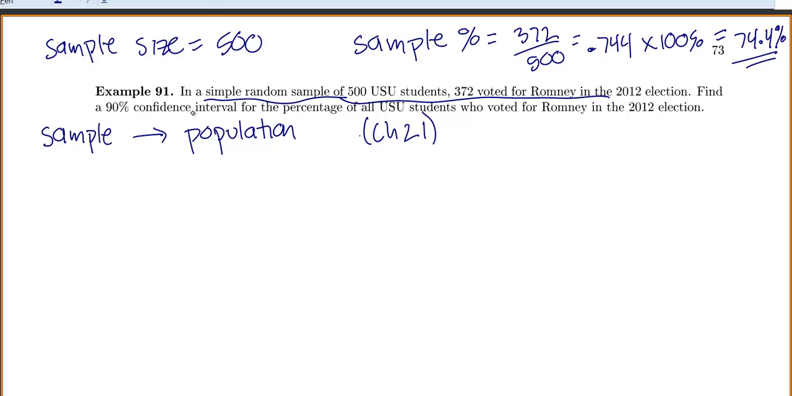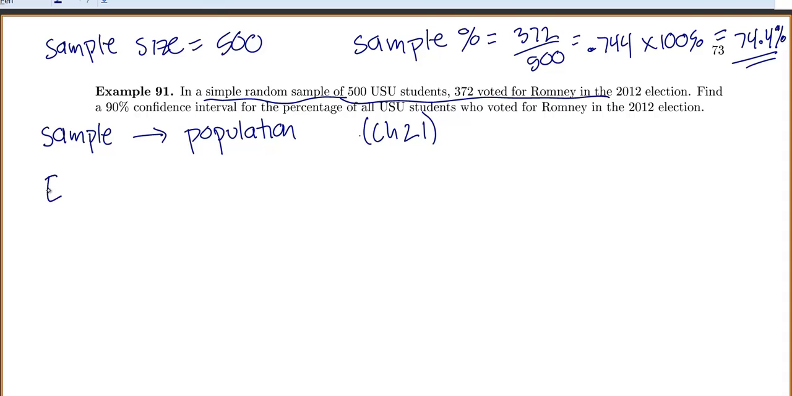And what else was I going to point out? Find the confidence interval for the percentage of all USU students. So that says I'm trying to find out information about my population. So that's another way I know that I'm going from sample to population. So we want to find our confidence interval.